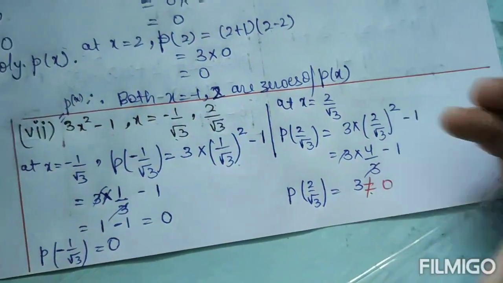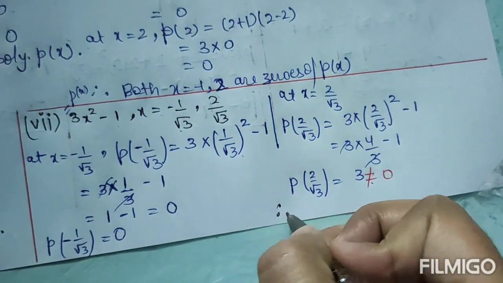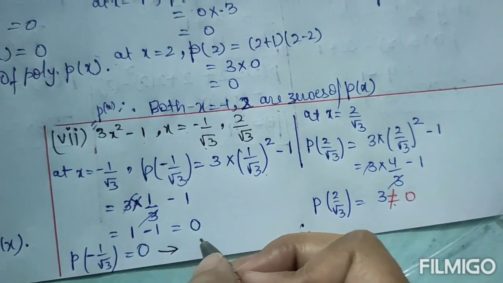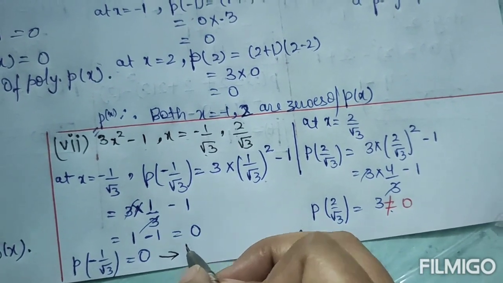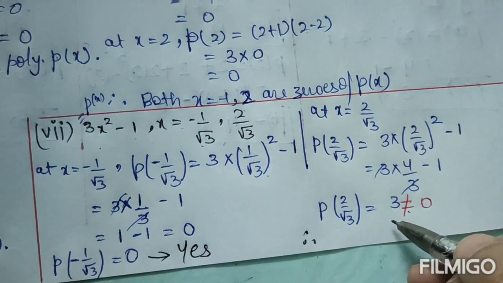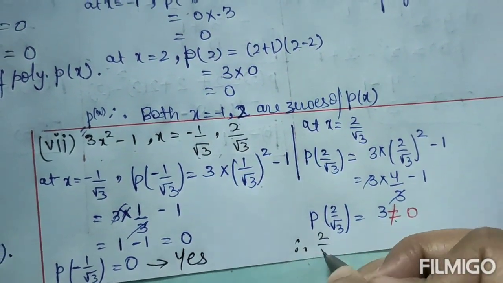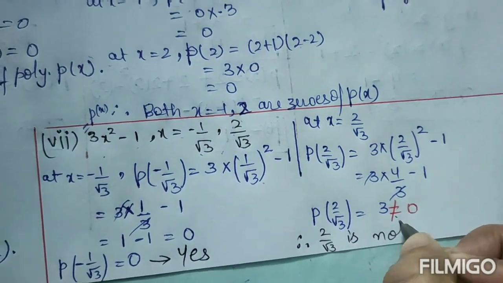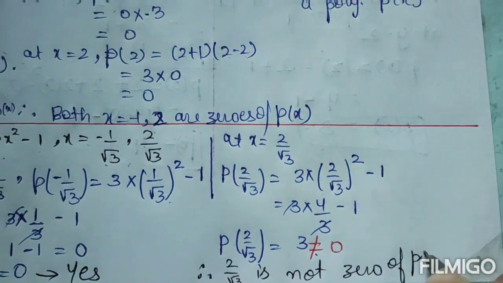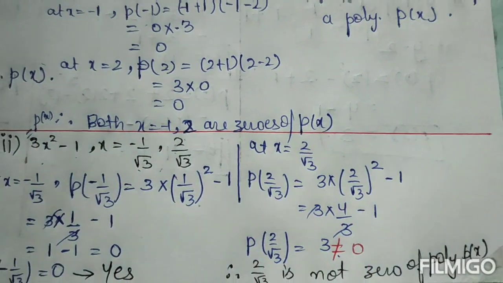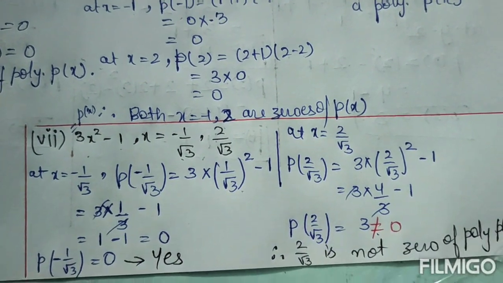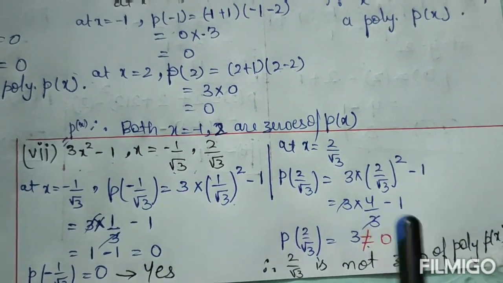So you can write here: therefore at minus 1 by root 3 it is a 0 of this polynomial. Write it. And here you will write 2 by root 3 is not a 0 of polynomial px. Clear? This is how we have done. One is a 0, another is not a 0.